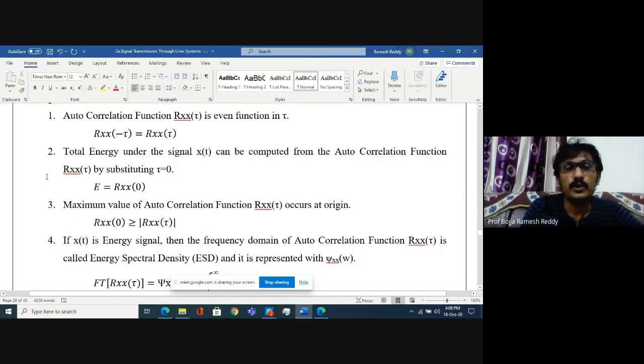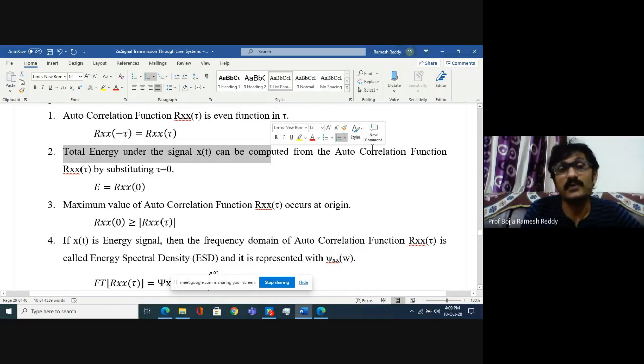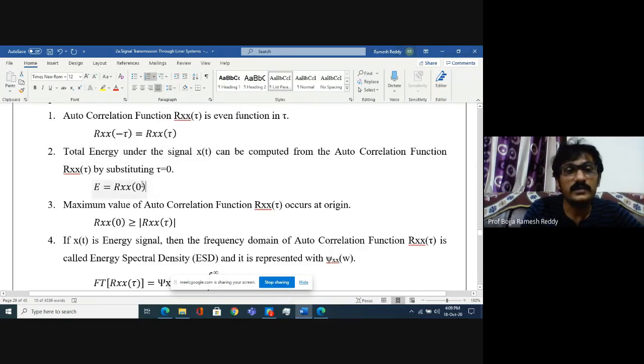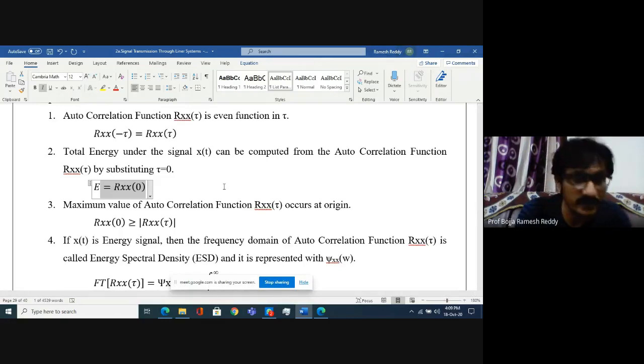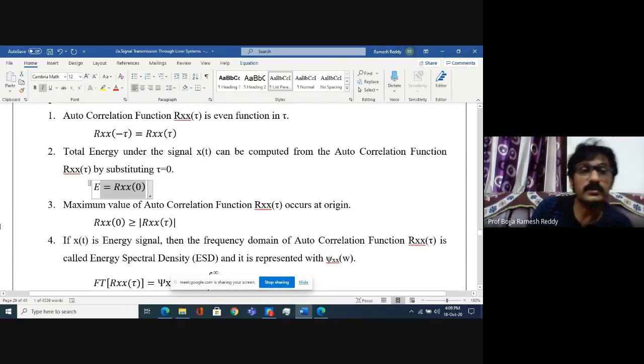Then the total energy under the signal x of t can be computed. Sometimes in examination they will ask what is the total energy under the signal x of t, and they will give the autocorrelation function Rxx of tau. Then blindly substitute tau is equal to 0. That's all. The value of the autocorrelation function at tau equal to 0 is called the total energy under that signal. Total energy under any signal can be computed by using the autocorrelation function by substituting tau equal to 0. Next, third property.